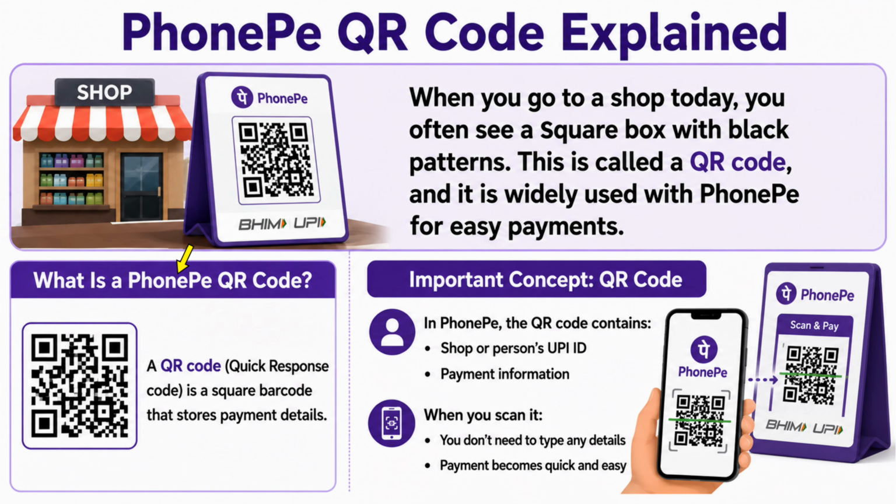A QR code is a square barcode that stores payment details. QR code stands for Quick Response Code. In PhonePe, the QR code contains the shop's or person's UPI ID and payment information. When you scan it, you don't need to type any details. Payment becomes quick and easy.